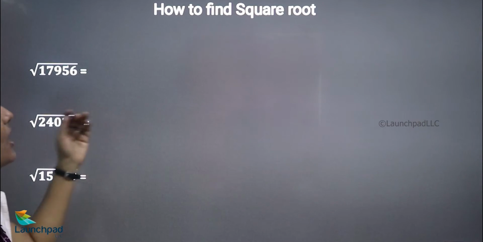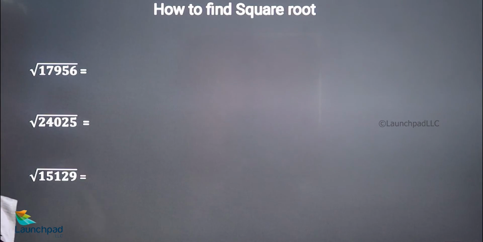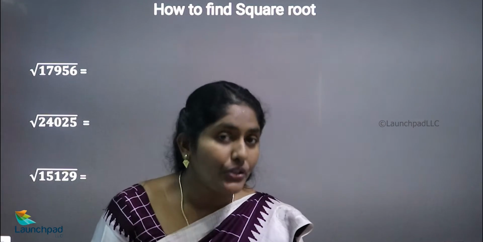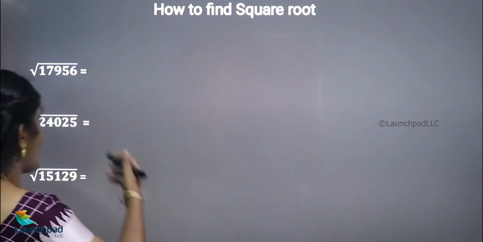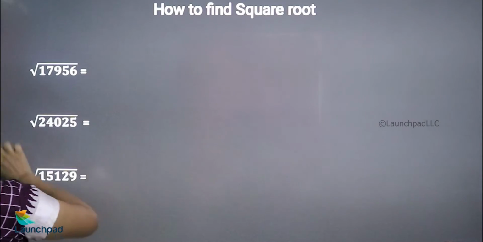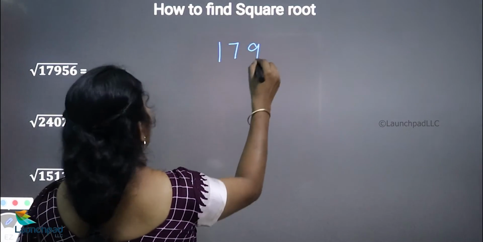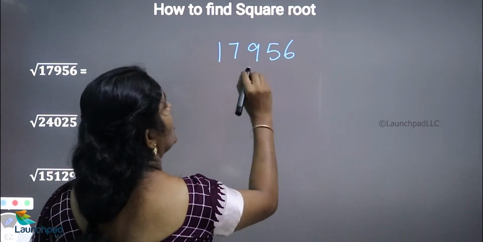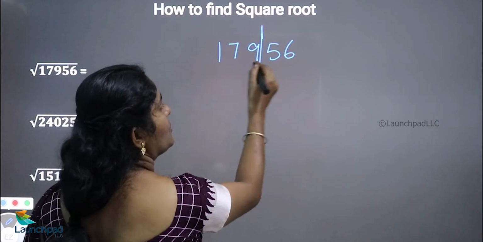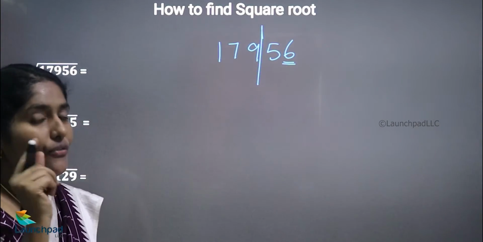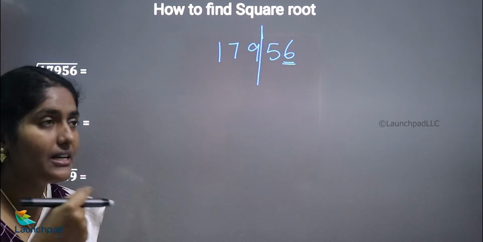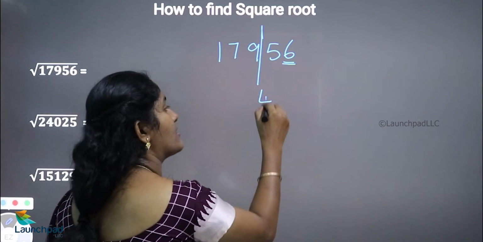17956. Okay, how to find the square root? In this question we are going to find the square root of a 5-digit number. Let's take the first one, 17956. You want to consider 2 digits from your right hand side. 6 is your ending digit value. 4 square also ends with 6, and similarly 6 square also ends with 6.